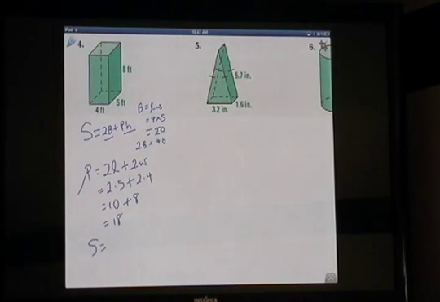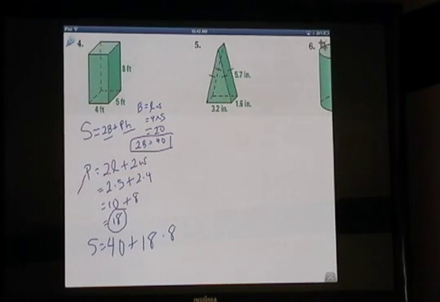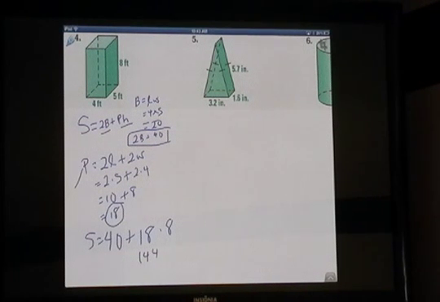So surface area equals 2 bases, which we get from here, plus the perimeter, which is 18, times the height, which is 8. Okay, 18 times 8 is 144, plus 40 is 184. And I left off my units until now, but I'm remembering that this is paper, and so it's flat, so it's going to be feet squared. You always want to put your units at the end, and it's also helpful to keep track of your units as you go along.